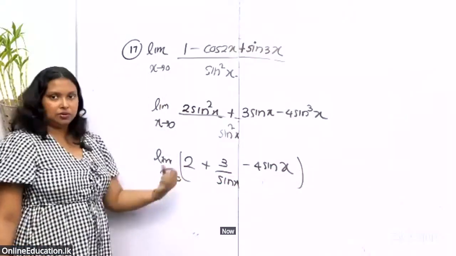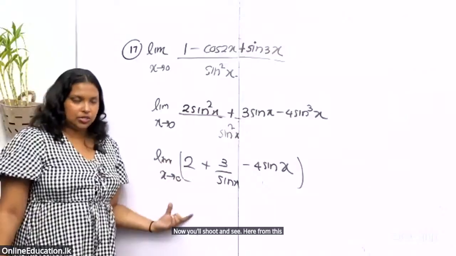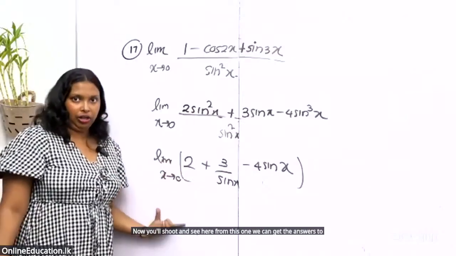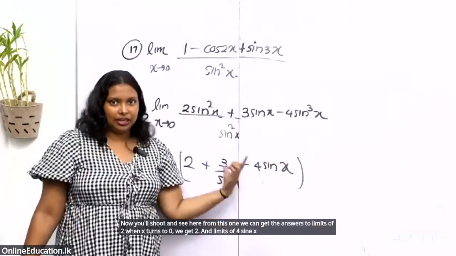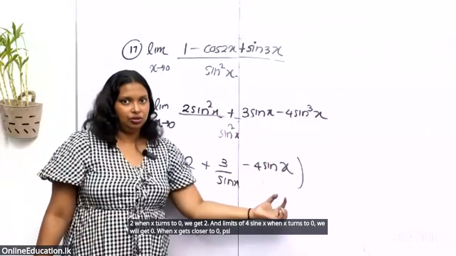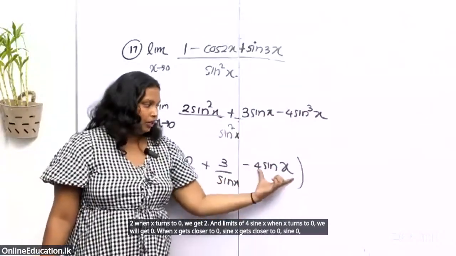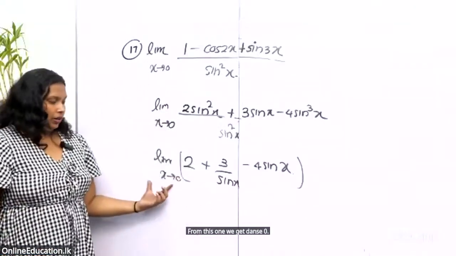Now you just directly substitute and see. From this one we can get the answer as 2. Limit of 2 when x tends to 0 is 2. And limit of 4 sine x when x tends to 0, we will get 0. When x gets closer to 0, sine x gets closer to 0, sine 0 is 0. So from this one we get the answer as 0 when x tends to 0.